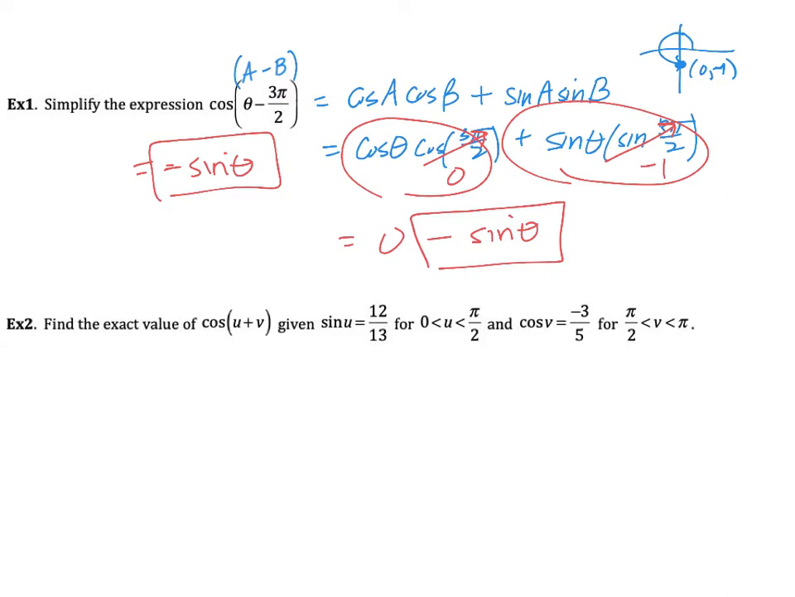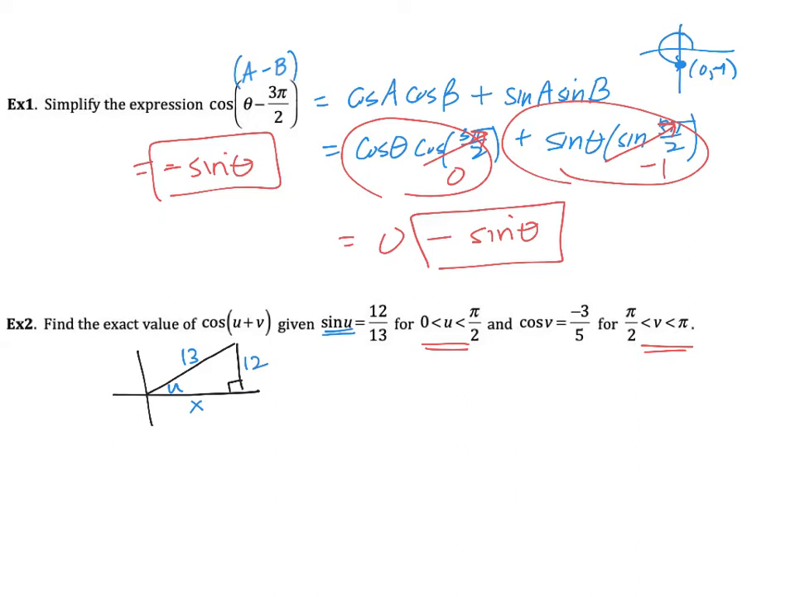All right, example 2, it says find the exact value of cosine of u plus v, given that sine of u is 12/13 and u is in the first quadrant. Cosine of v is negative 3/5 and v is in the second quadrant. So what you should do is draw a triangle for u and v. So it says u is in the first quadrant. So I'm going to draw my triangle with angle u here, because it says sine of u is equal to 12/13. That's opposite over hypotenuse, or y over r.